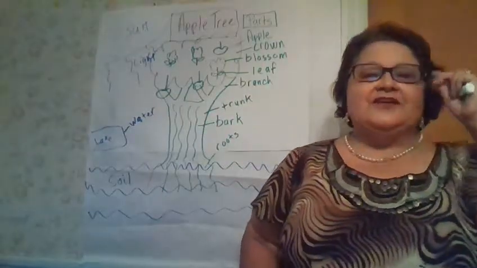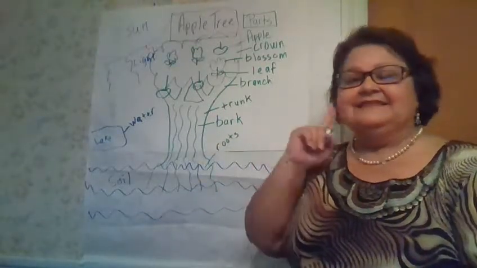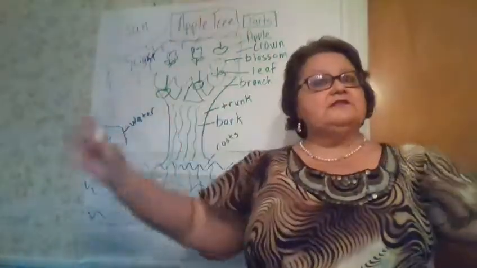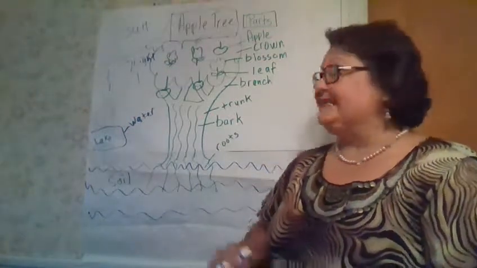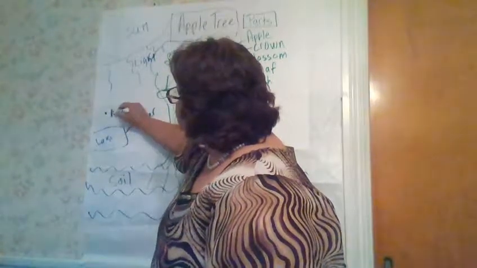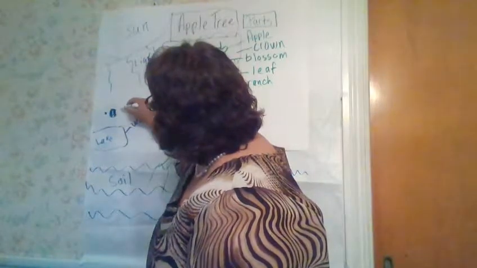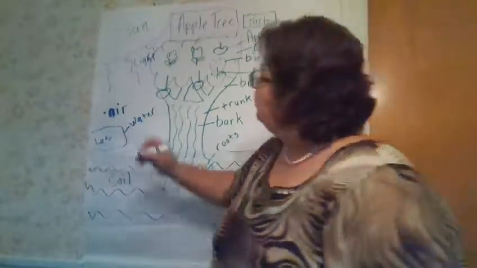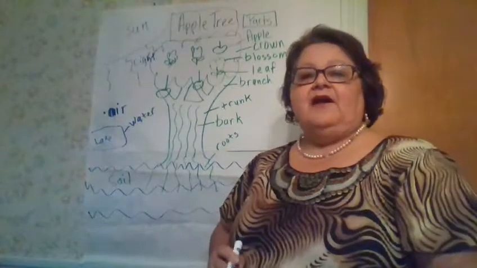One more thing, boys and girls, that the apple tree needs. Can you think? Let's think. It's all around the apple tree and all around us. What do you think that is? You're right, it's air. So I'm going to write air. Sorry, boys and girls. A-I-R. Air. Okay? All right, air.